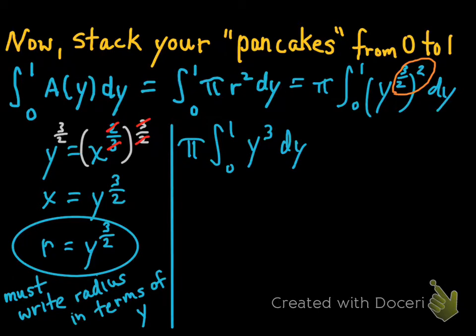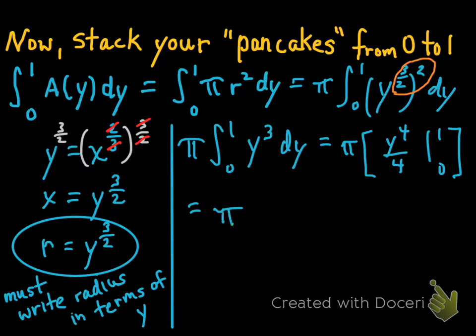So now I've got to integrate. Add 1 to the exponent, divide by the new exponent. I have remaining a pi, and then add 1 to the exponent yields y to the 4th over 4, dividing by the new exponent. And then vertical line evaluation here. I'm going to evaluate that from 0 to 1. That ain't all bad. We can work this action.